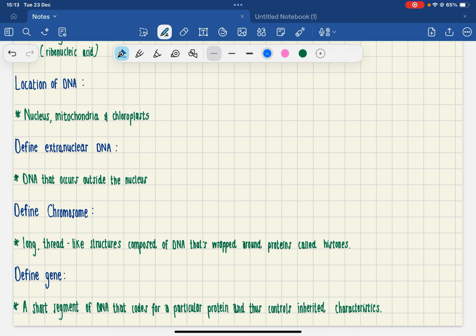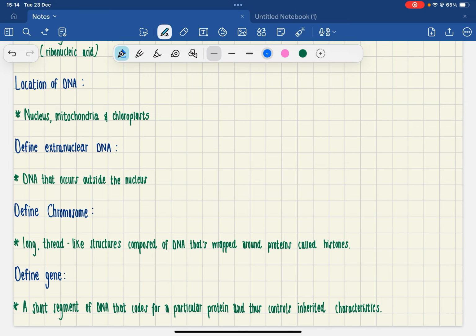And now, boys and girls, we come to encounter a very important structure, and this is a chromosome. Now, what is a chromosome, boys and girls? A chromosome is a long thread-like structure that is made of DNA, and that DNA is wrapped around proteins, and those proteins are called histones.